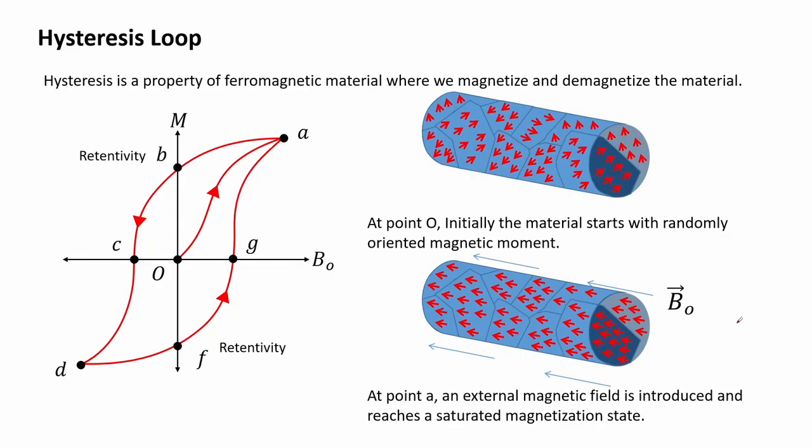Hysteresis is a property of ferromagnetic material where we magnetize and demagnetize the material. At point O, initially the material starts with a randomly oriented magnetic moment. At point A, an external magnetic field is introduced and reaches a saturated magnetization state. This point is also called retentivity, and it is the material's ability to retain a certain amount of magnetic property in the absence of an external magnetic field. This is also the same for point F.